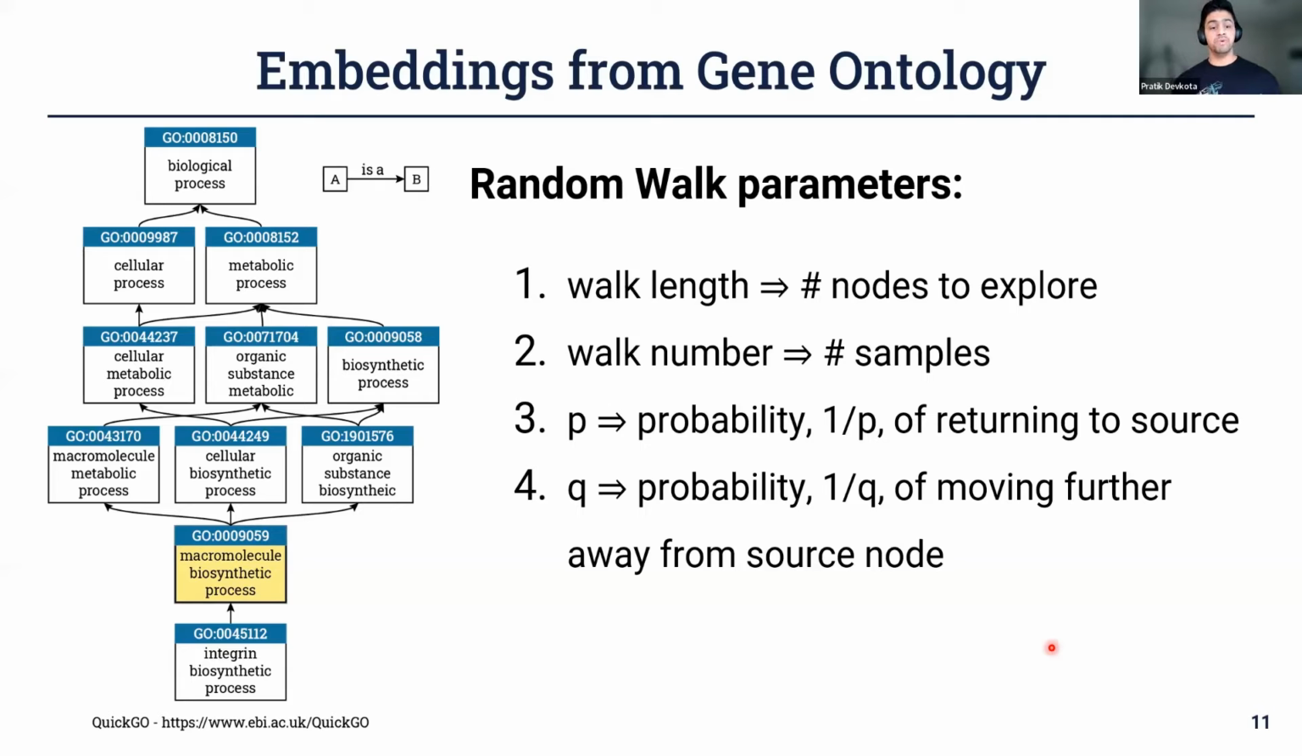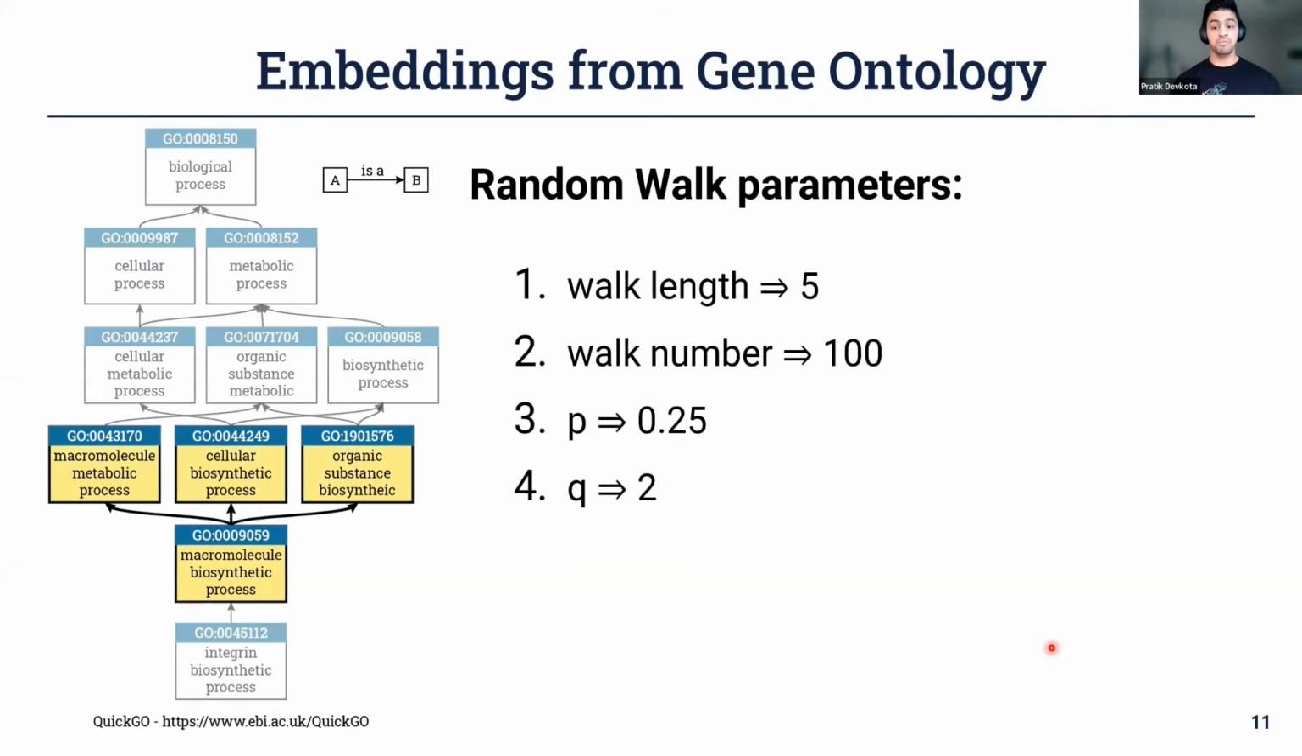A lower value of P and a higher value of Q essentially keeps the walk close or local to the source node. In our case, since we wanted the context to be more focused towards the immediate parents of a source node, we chose the value of 0.5 for P and 2 for Q. Also, we set the walk length to 5 and walk number to 100.